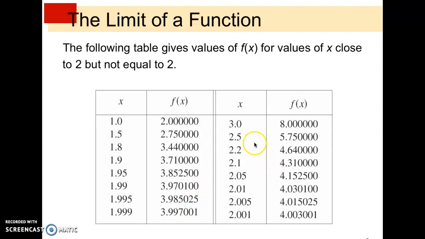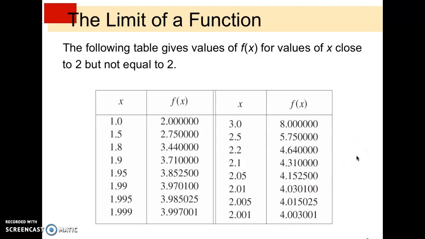Now let's look at the other side of 2, where we start on the number line at x equals 3 and get smaller and smaller, getting closer and closer to x equals 2 from the right side of 2. Notice our input values are getting closer and closer to 2 on a number line, but not getting exactly at 2. What happens to the output of this function, given that we don't know what the function is yet? The output of the function is 8, then 5.75, and so forth. The output of this function is also getting very, very close to 4.